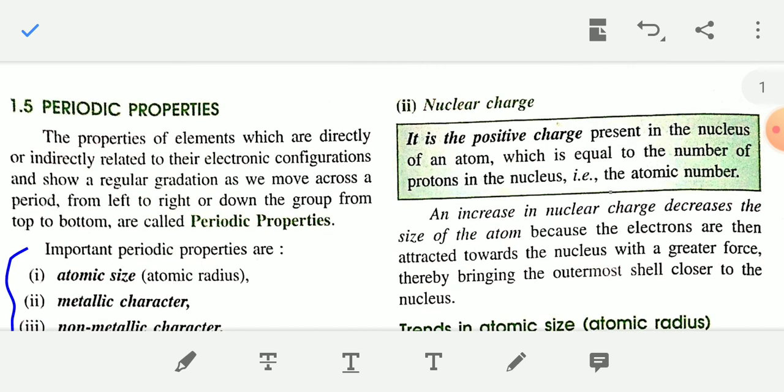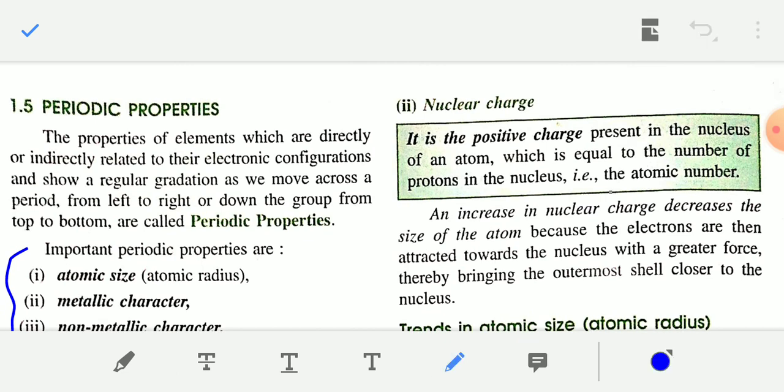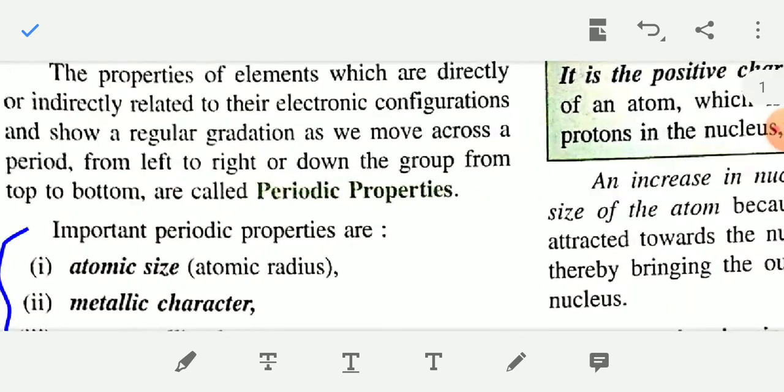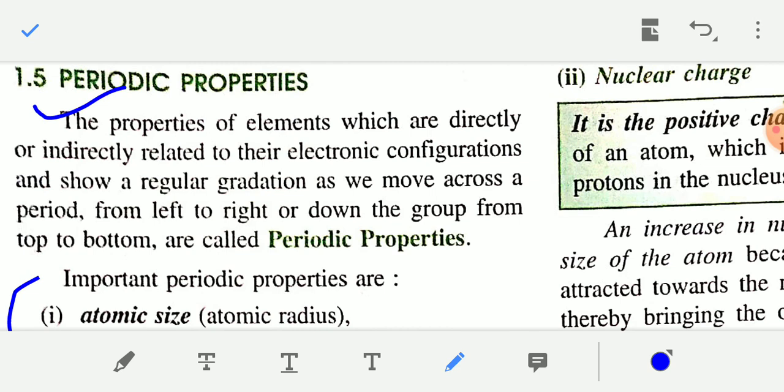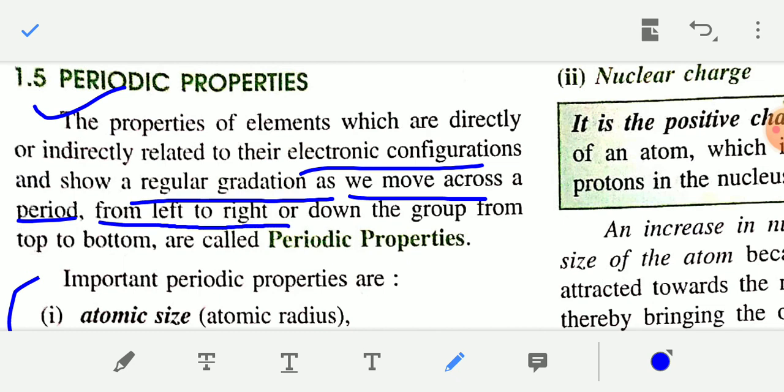So what are periodic properties? The properties of elements which are directly or indirectly related to their electronic configuration. They show a regular gradation or variation as we move across a period, from left to right, or down the group, from top to bottom, and these properties are known as periodic properties.